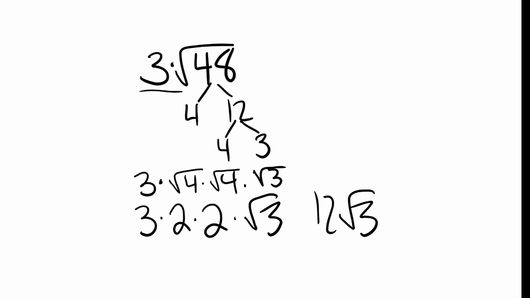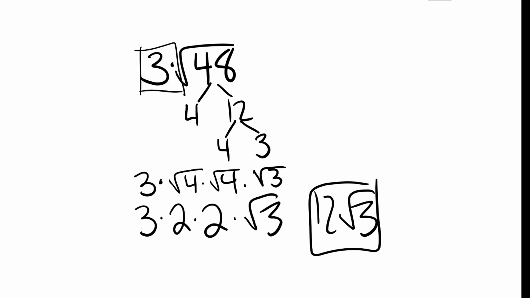So notice this 3 in front, all we do is multiply whatever we get to pull out of the square root by that 3, and we're done. So this answer, 12 root 3. So don't be afraid if there's a number in front, you just kind of take it along for the ride.